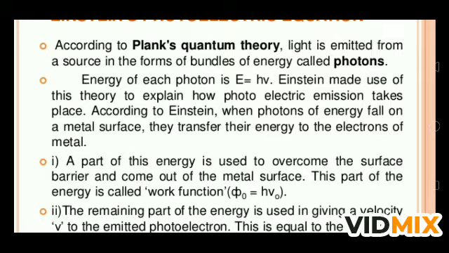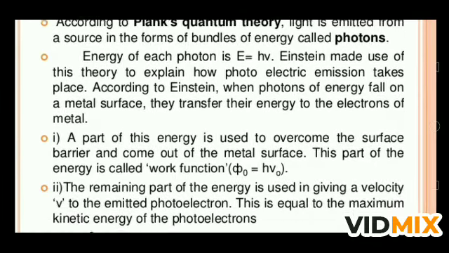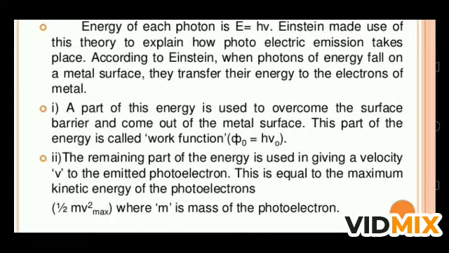Means whatever the energy of photon is transferred to the electron, a part of that energy is utilized to come out of the metal surface, and that is equal to h nu naught, which is also known as work function of the metal. The next, the remaining part of the energy, after whatever energy is utilized to come out from the metal surface, जो एनर्जी उसने सरफेस तक आने में निकाल दिया या यूटिलाइज कर लिया, उसके बाद जो एनर्जी बची हुई है इलेक्ट्रॉन के पास, वो क्या होगी.